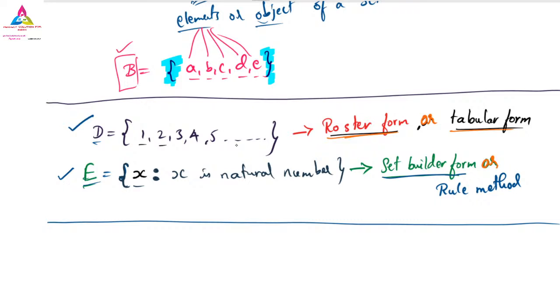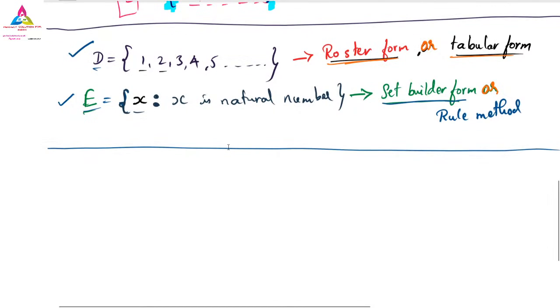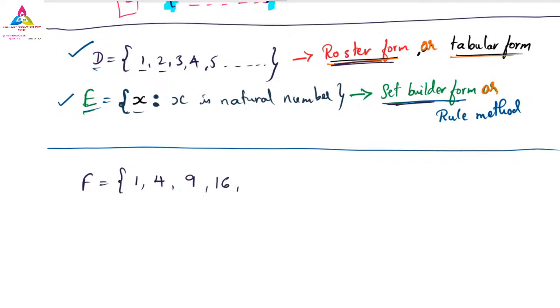But here some of you will get confused again. What is the confusion you may have here? I will give you one of the methods and tell you to convert to the other. For example, I may give the roster form and ask you to write it in set builder form. I will take f, and in brackets the numbers 1, 4, 9, 16, 25, and so on.